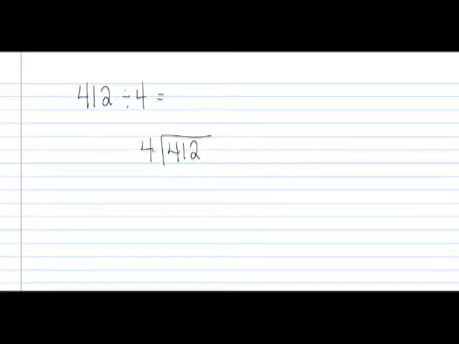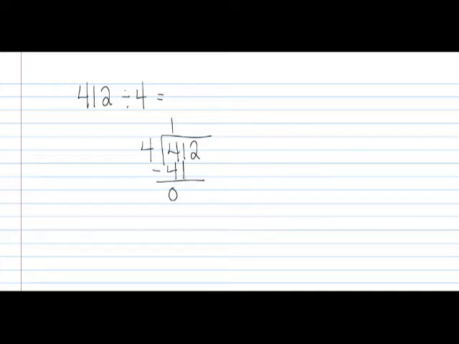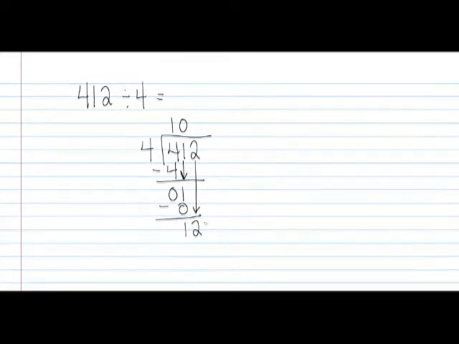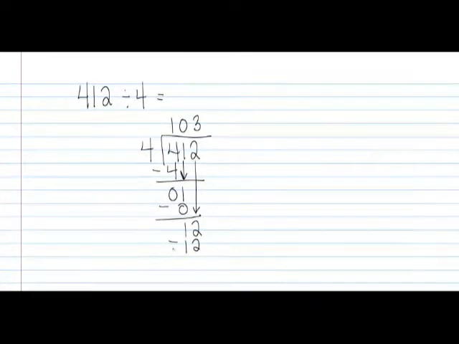traditional algorithm, and we would say 4 divided by 4 is 1. 1 times 4 is 4. We would subtract and bring down the 1. 1 divided by 4 is 0. 0 times 4 is 0. Subtract and bring down that 2. 12 divided by 4 is 3. Multiply 3 times 4, subtract. And so the answer, or the solution to 412 divided by 4 is 103 with no remainder.